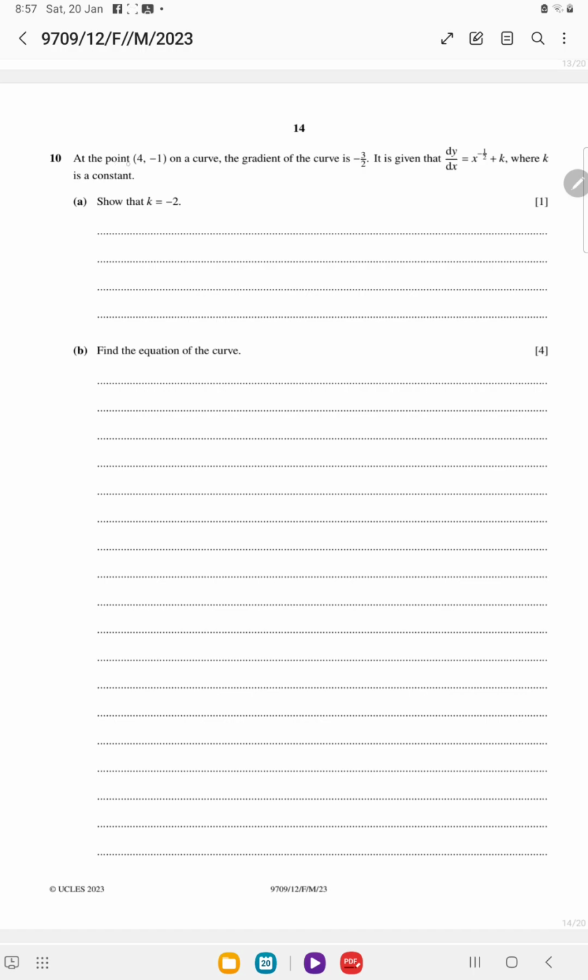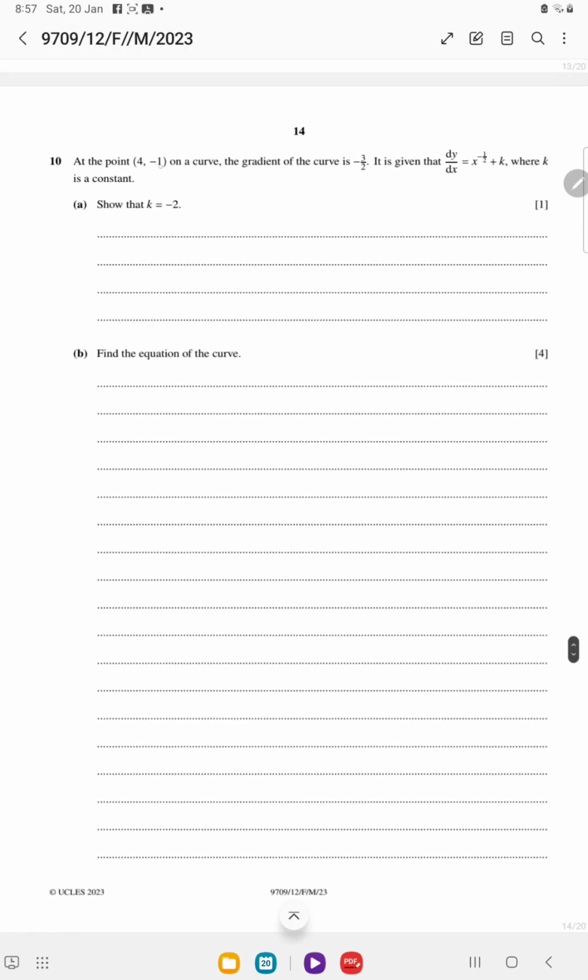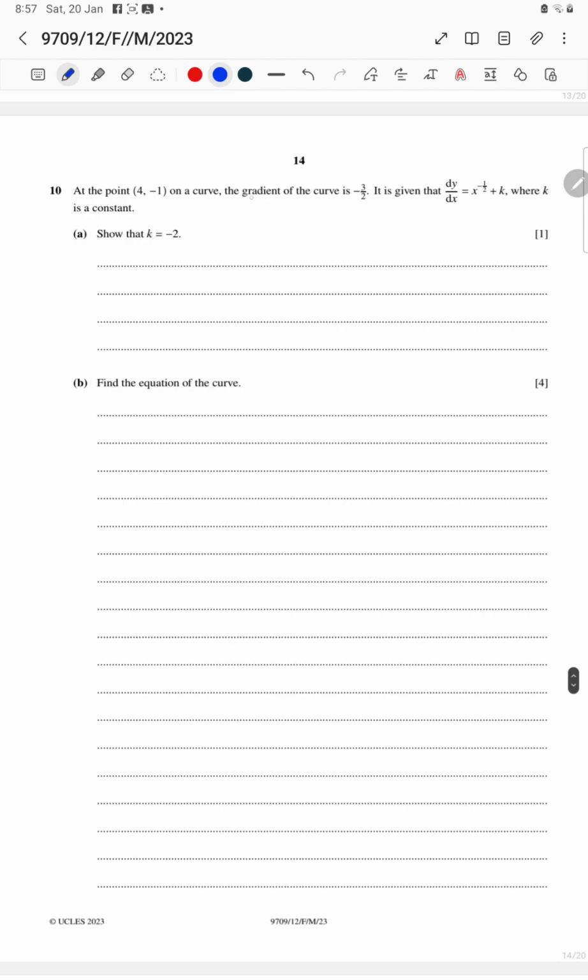It said the point (4, -1) is on the curve and the gradient of the curve is this, the dy/dx is this. So you are given dy/dx = x^(-1/2) + k. At gradient -3/2, that means dy/dx at the point is -3/2, and the point is (4, -1).